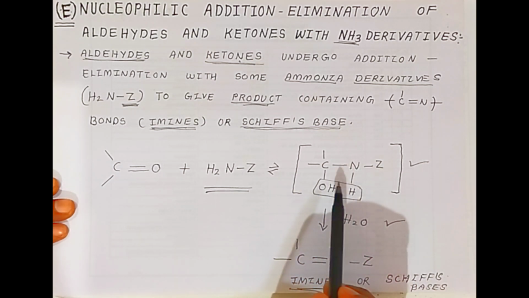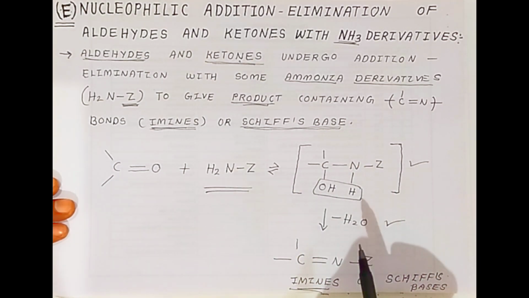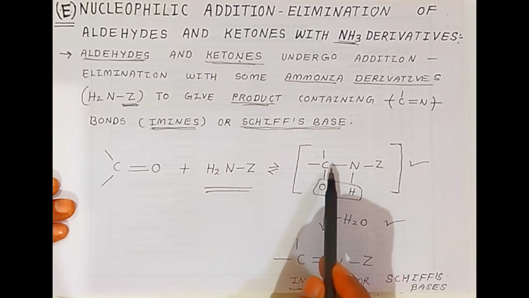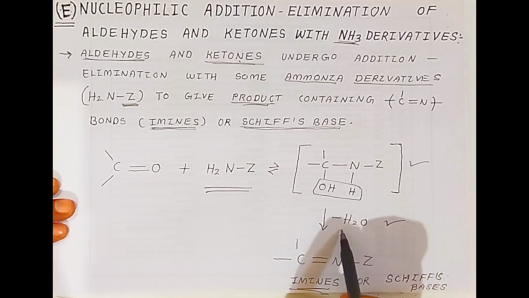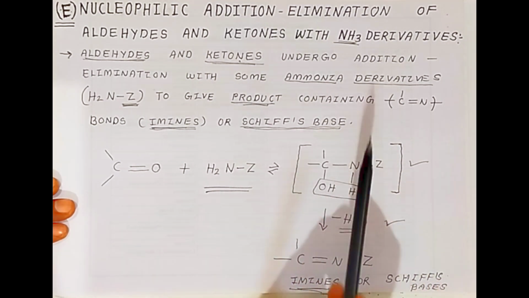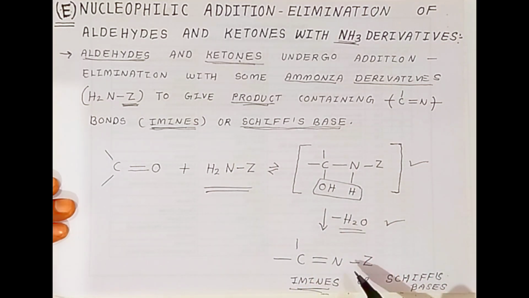That is why it is called nucleophilic addition-elimination. Nucleophilic addition, and then there is elimination of a water molecule. First it is added, then elimination takes place, and you get the derivative, that is the imine, which is basic in nature. That is also called a Schiff base. The product is basic in nature because of this nitrogen.